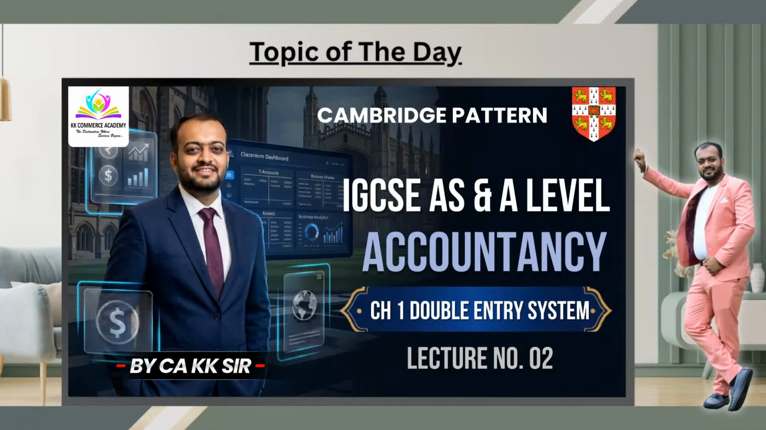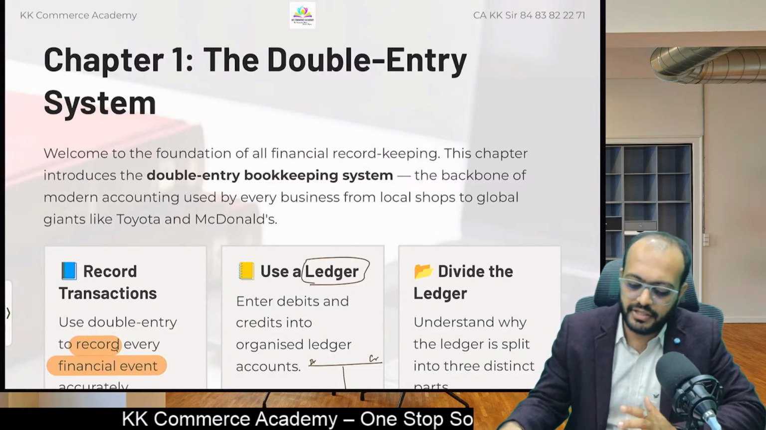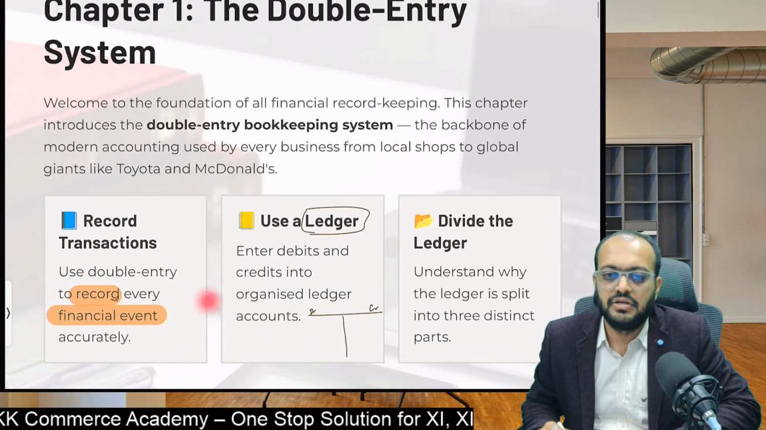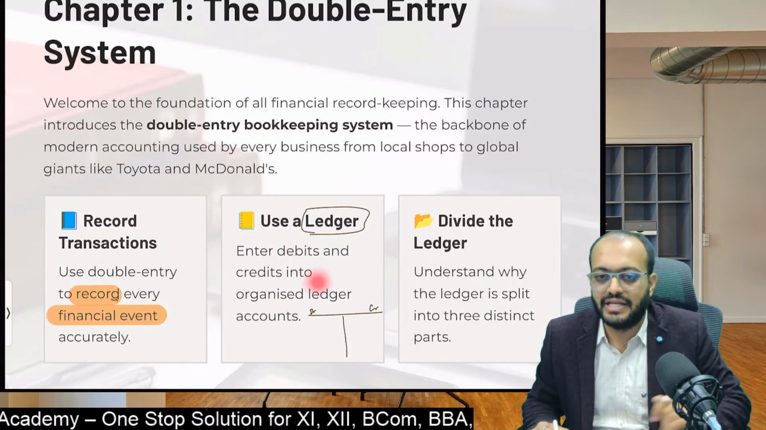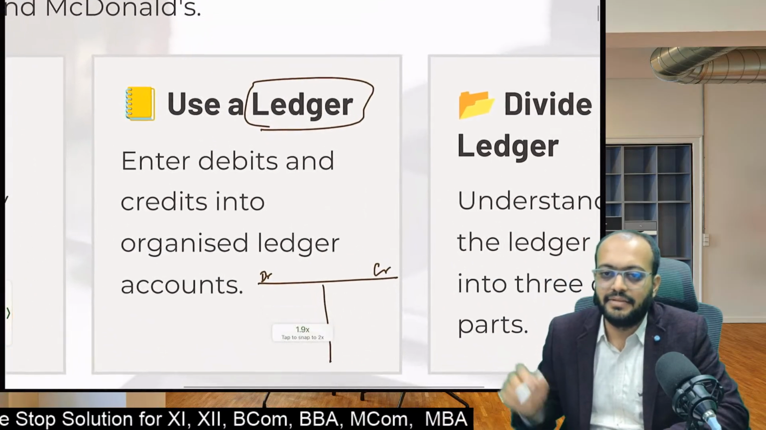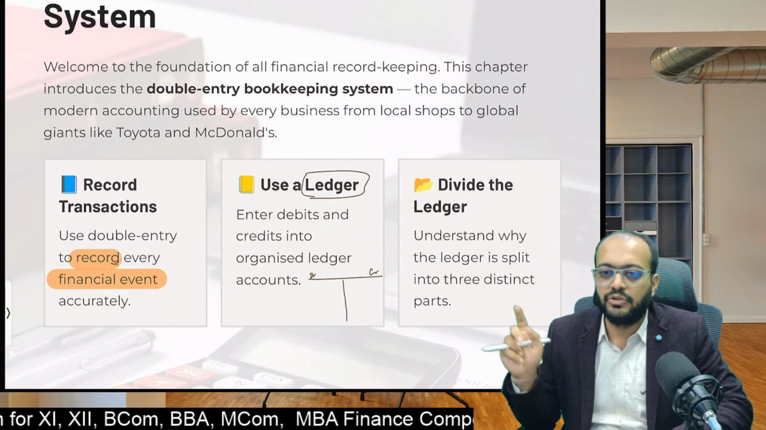Whether it is cash or credit, it is a transaction, and we have to record this transaction in a systematic manner, which is known as the double entry system. Now moving to the double entry system, I'll revise the topic which you already saw in lecture number 1. Students, we have to record every transaction, every financial event, accurately, and for that we can use ledgers. A ledger is a T-shaped account where the left side is debit and the right side is credit. The ledger is split into 3 distinct parts.